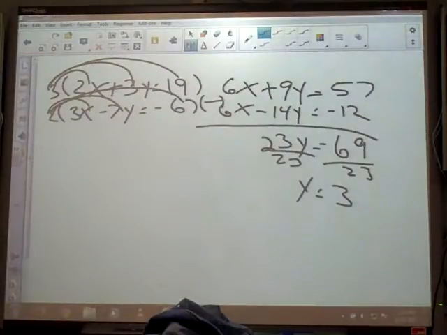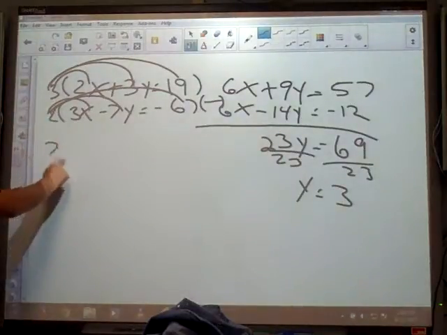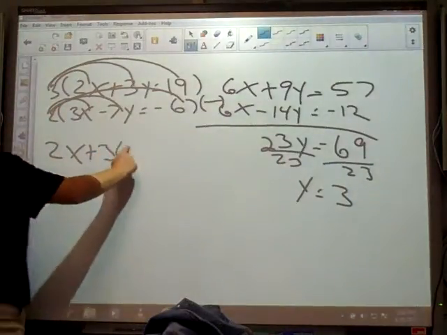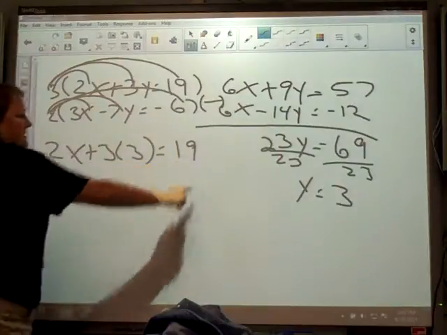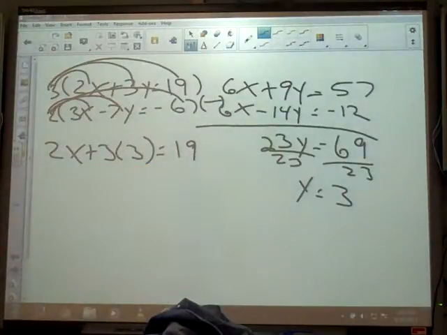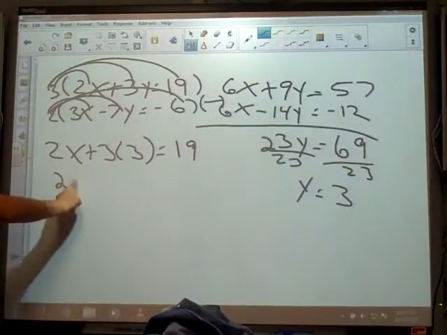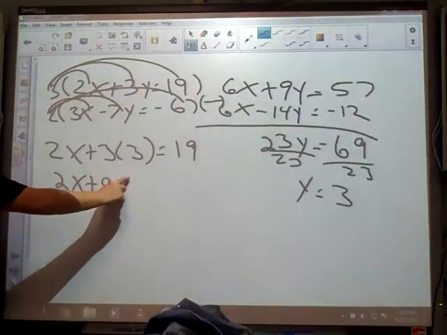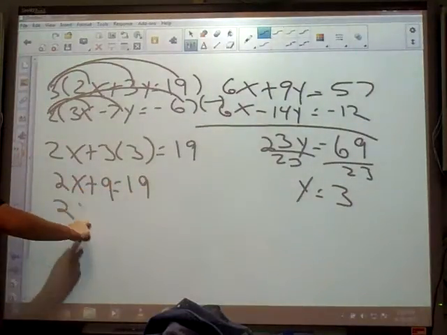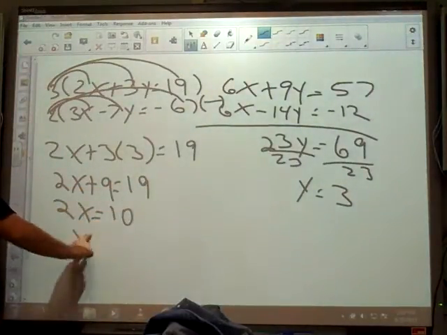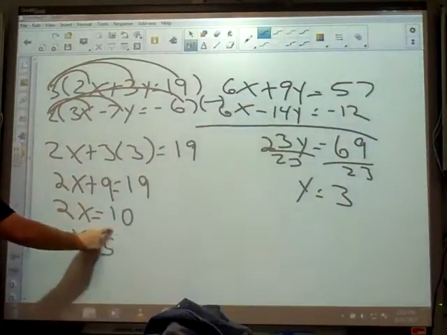Okay, find somewhere to substitute your y back in to get the x. This one's a little bit more work, there's not one that's already solved. I'd probably do the top one, all right? So 2x plus 3 times 3 is equal to 19. Just substituted that in. So it's 2x plus 9. Subtract your 9. Divide by your 2. So what did y'all get?